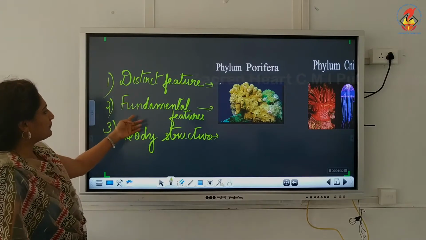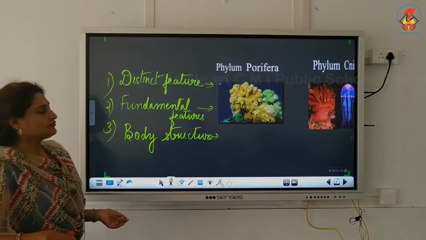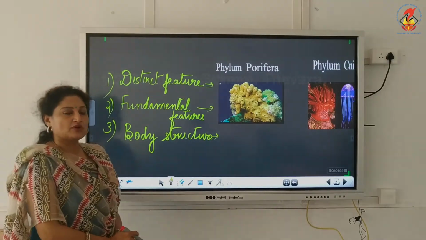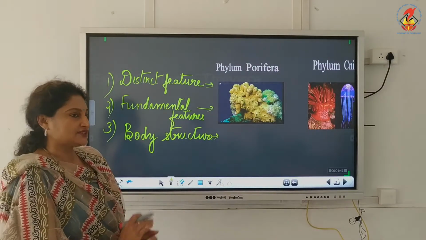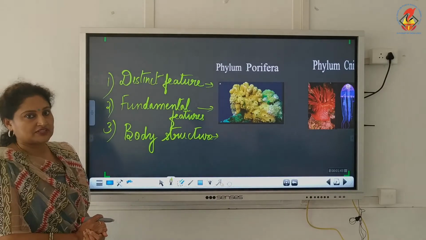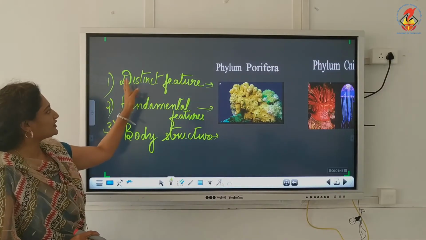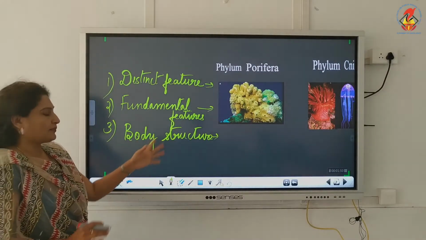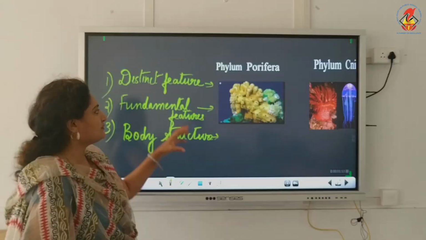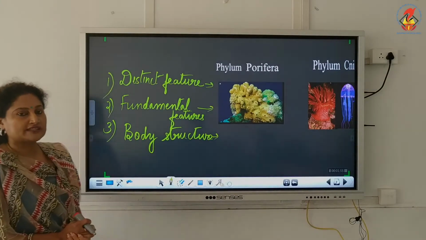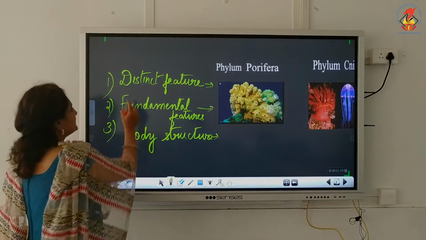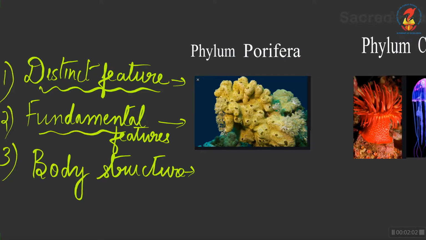Video 1 comprises the fundamental features of all the phyla, and distinctive features were also introduced in the second chapter, biological classification. So I will just briefly give you the distinctive features and the fundamental features, but I will go into detail about the body structure. Each phylum goes this way. If you are asked in the exam for salient features of a particular taxon, remember it should include the distinctive feature, fundamental features, and lastly the body structure.